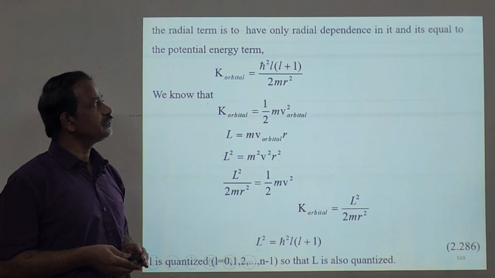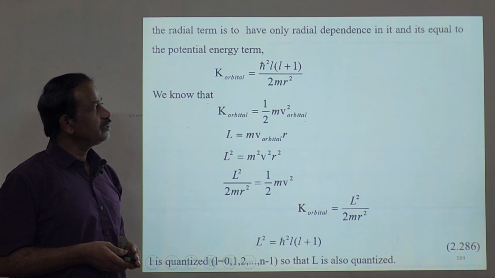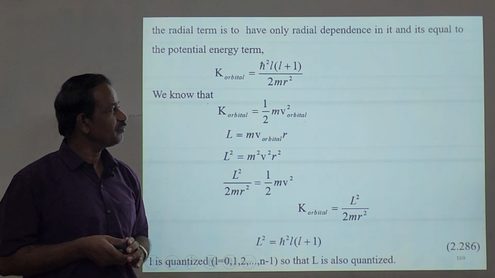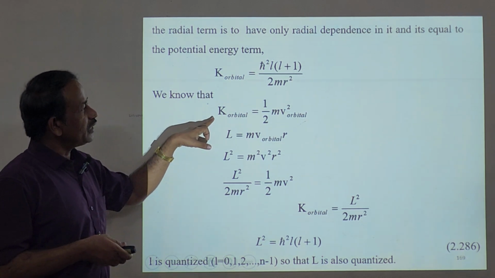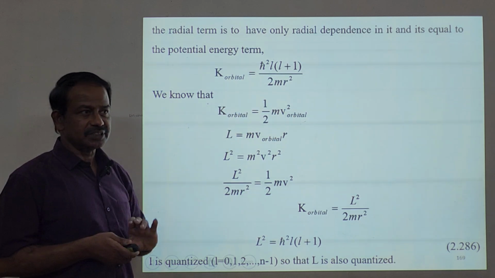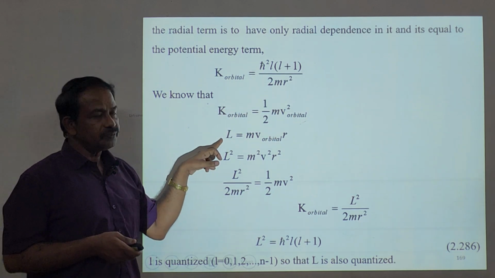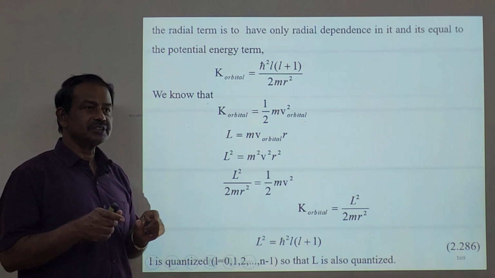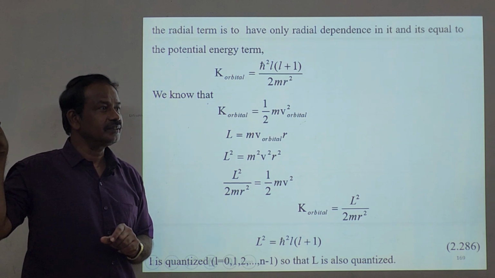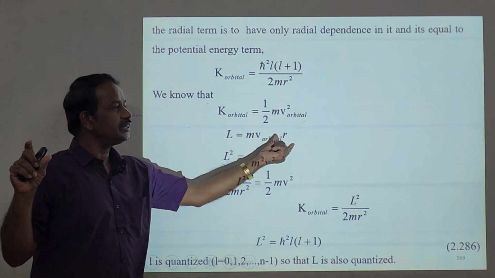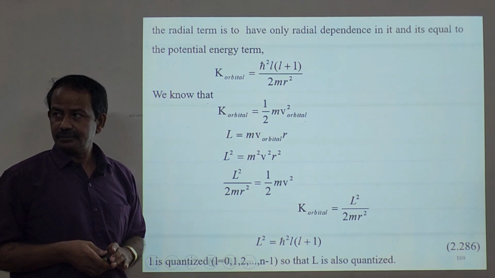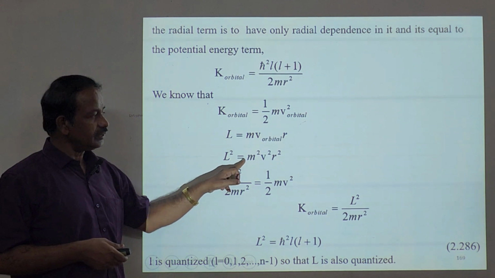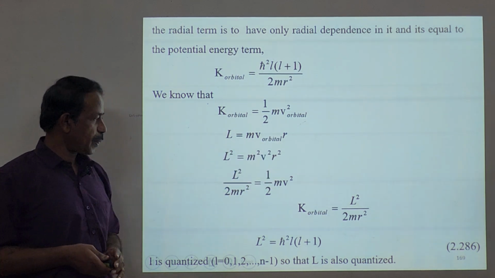We have K orbital equal to h bar squared L into L plus 1 divided by 2 m r squared. We are going to find out what L into L plus 1 is. We are going to get the expression beautifully. Now we already know the kinetic energy K orbital equals half m v squared. And we also know that angular momentum L equals r cross p, where p equals mv, so L equals m v r. We just square it.